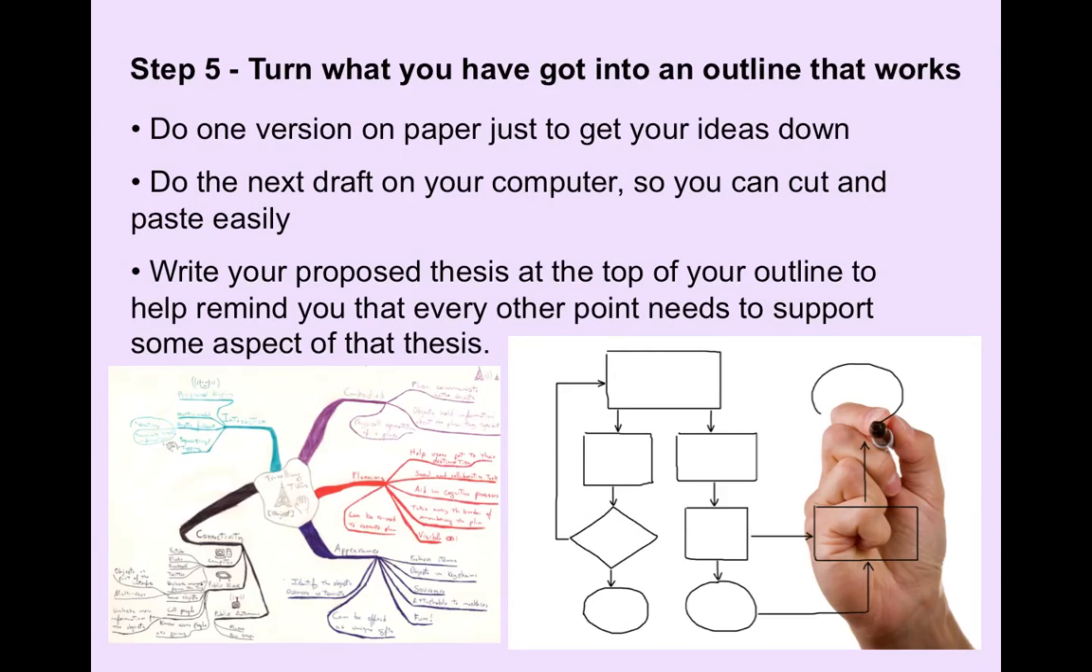Then you're going to turn what you have into an outline that makes some kind of sense. And this is the key part of this module that we're doing. So do one version on paper just to get your ideas down. It doesn't matter how messy they are. Then the next draft you can do on your computer so that you can cut and paste it easily. But if you're a visual person in particular, you can do the kinds of things shown here, mind mapping, different things. If you just prefer to write it out like a regular old outline in document form, do that, whichever works for you.